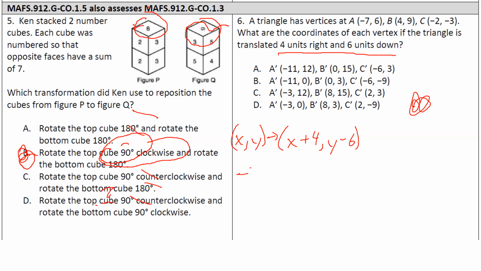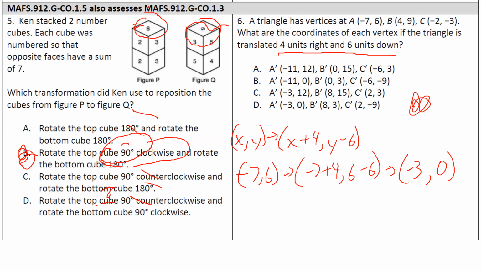Well, take the first value. We had -7 plus 4 and +6 minus 6. And that's going to give us our new coordinates at -3, 0. Now, out of all those options, there is only one that has A correctly shifted to -3, 0, and that's D. That must be our answer. Again, we could have gone through and found C and B as well, but we don't have to do those two if we don't need to. So we're going to go ahead and move on since we already found our answer.